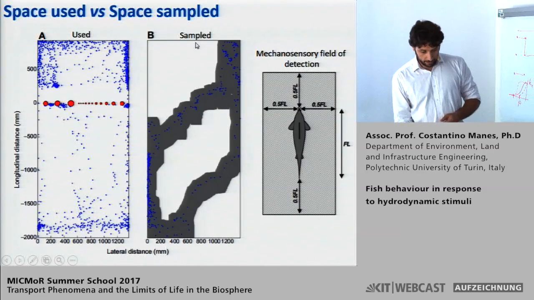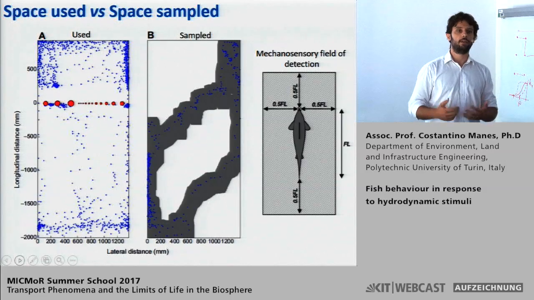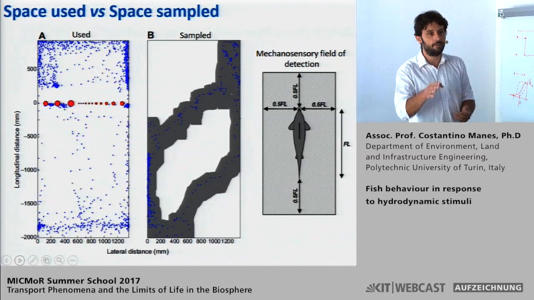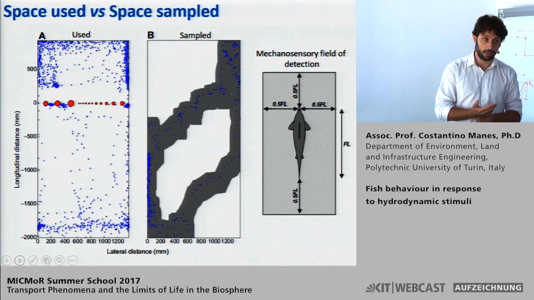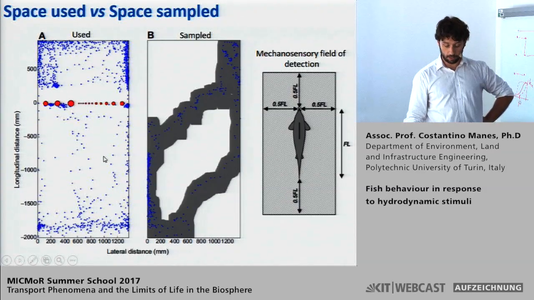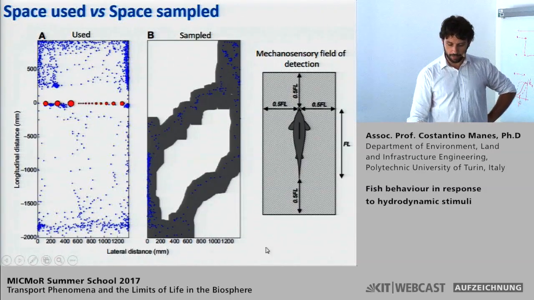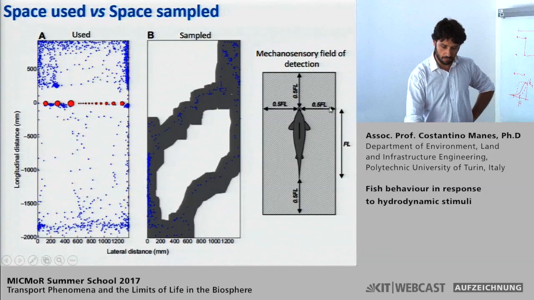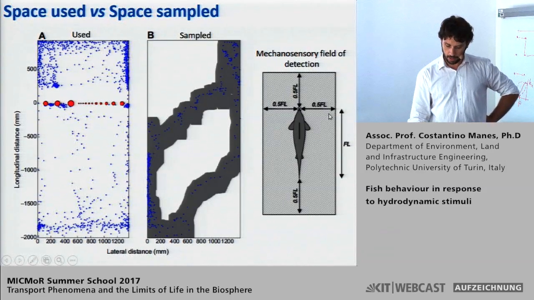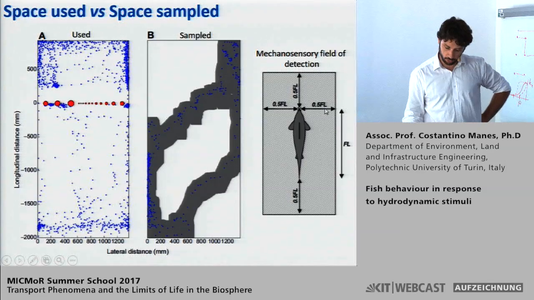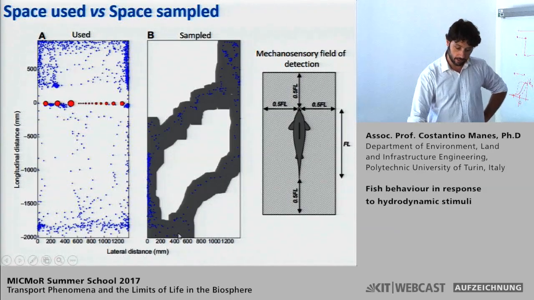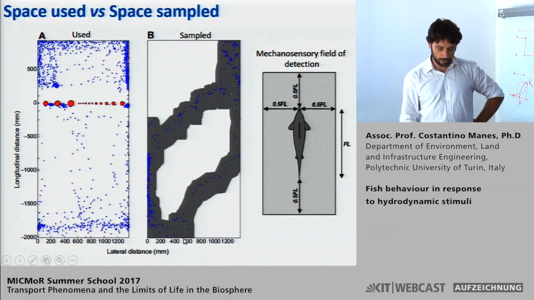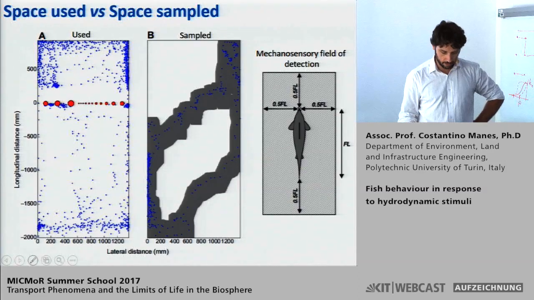And then we identified the space sampled, so what the fish actually experienced while navigating in the test section. That depends, as we have seen, on the mechanosensory system they have, the lateral line, which according to the literature allows them to have an idea of the hydrodynamics within this range. So the field of detection is, say, 2 body lengths long and 1 body length wide around the cylinder, so that we could map the sampled hydrodynamics and the used hydrodynamics.